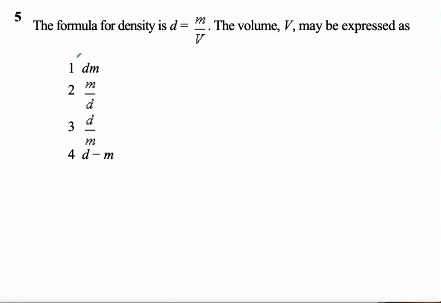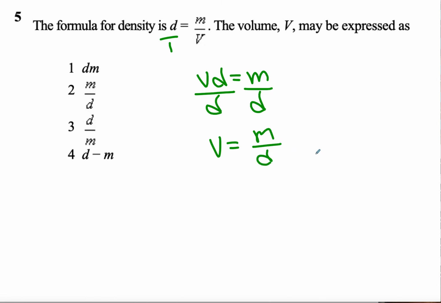All right, number 5. We're looking for v. How do you do that? I can multiply them across. So vd equals m. To have v by itself, I'm going to divide by d. So v equals m/d, which is choice 2. That is the answer.